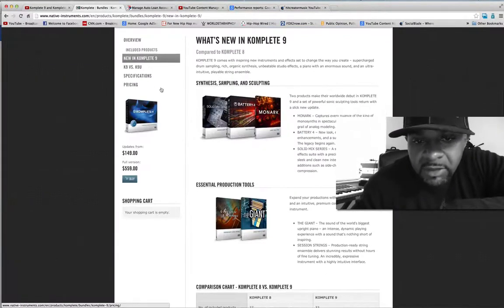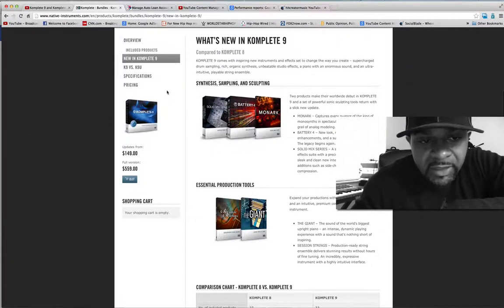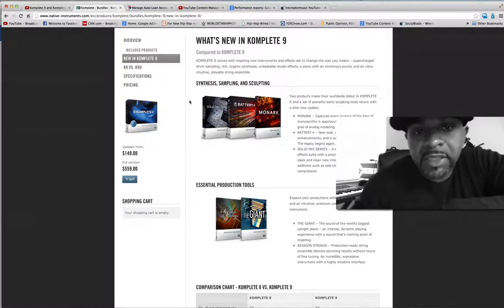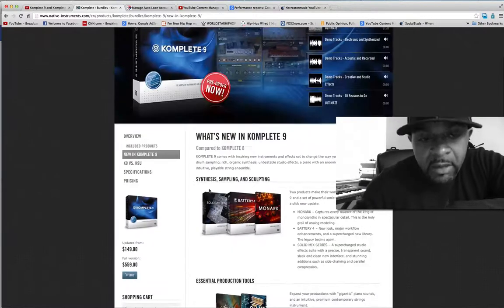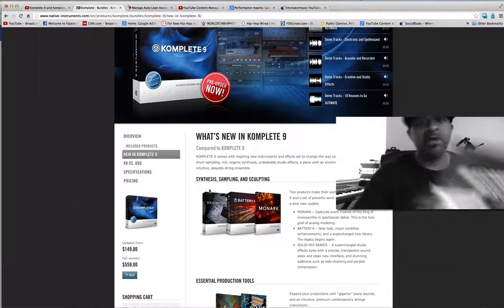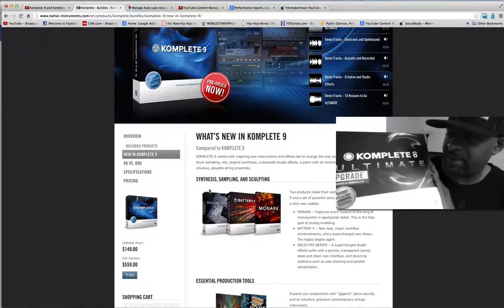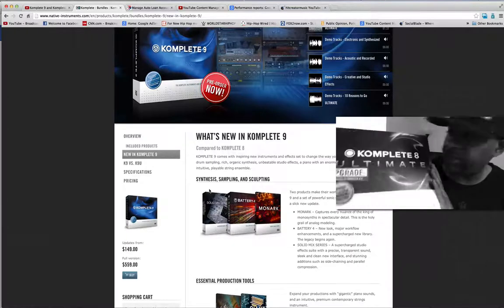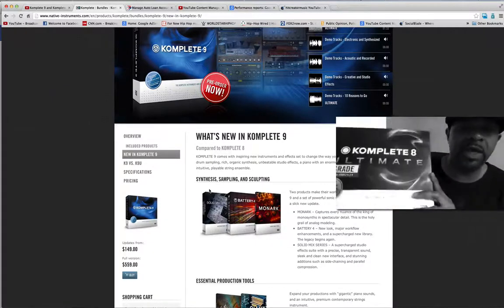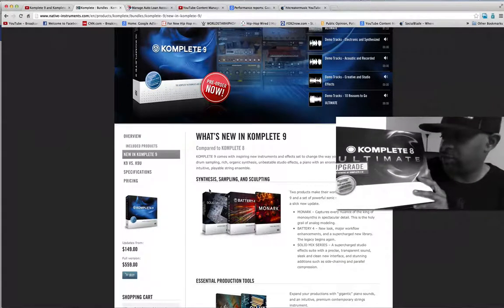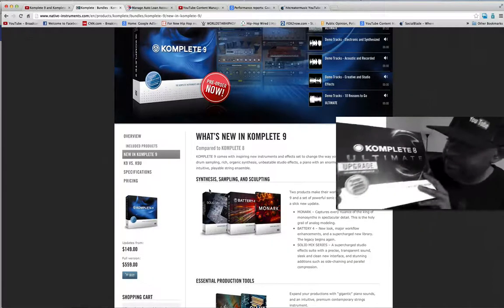This video we're just going to be talking about Komplete 9 shortly, not long at all. So Komplete 9 is about to drop on March 27th. For people who already own Komplete 8 Ultimate like myself, I bought this I think whenever it came out. I can't remember what year that was, but 2011 I guess. And it was about $500, I think, for this upgrade, Komplete 8 Ultimate upgrade, if you own Komplete 7.